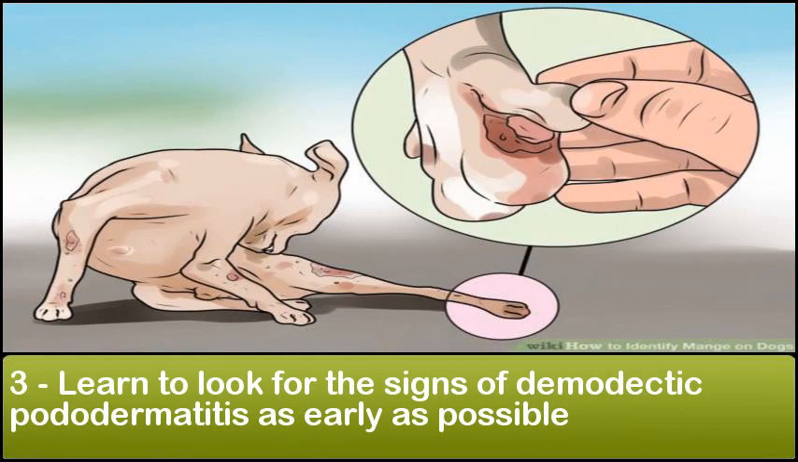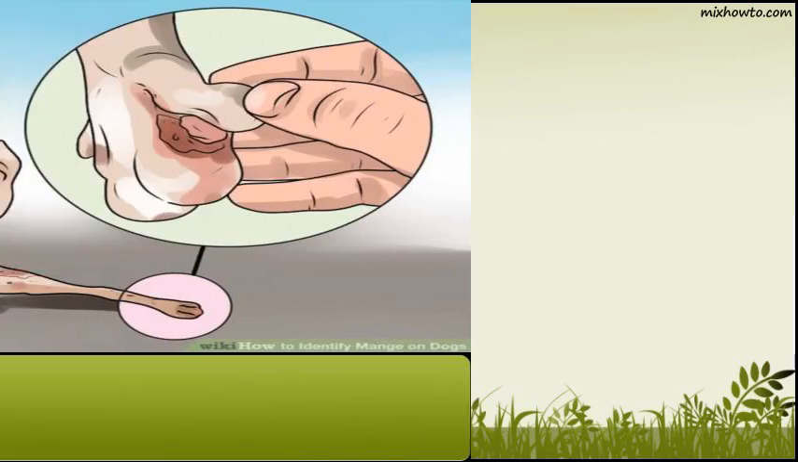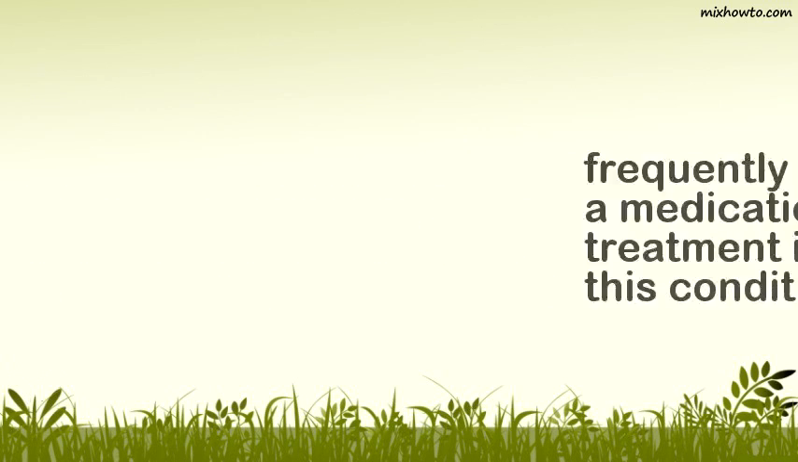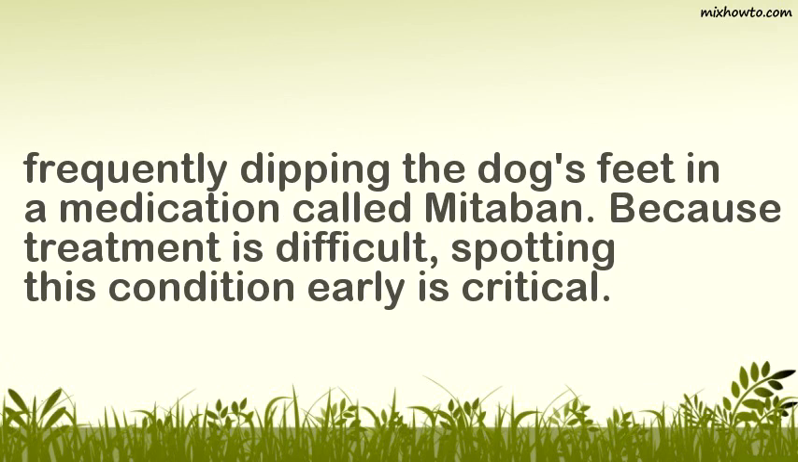3. Learn to look for the signs of demodectic pododermatitis as early as possible. Pododermatitis is a third type of demodectic mange. In some cases the dog may have the classic symptoms of demodectic mange, while others may have foot infections only. Treatment of pododermatitis can be long and complicated, often involving administering antibiotics and frequently dipping the dog's feet in a medication called Mitaban. Because treatment is difficult, spotting this condition early is critical.